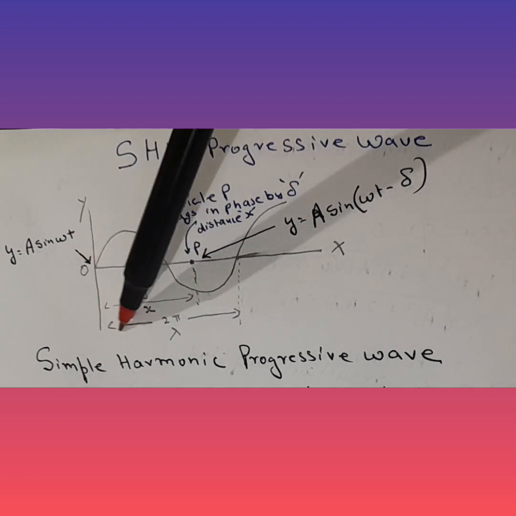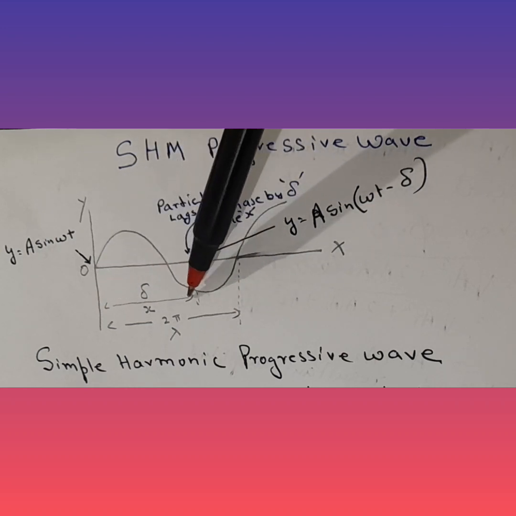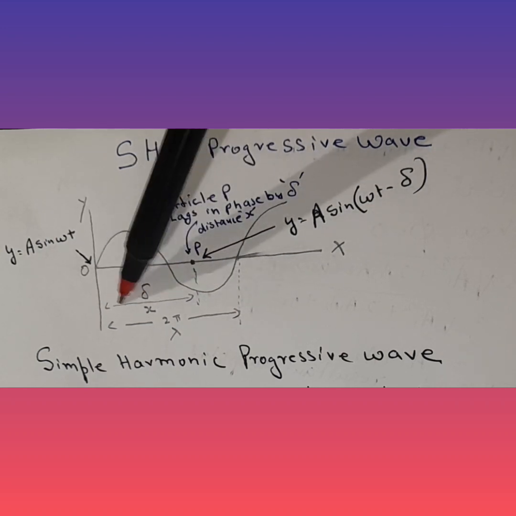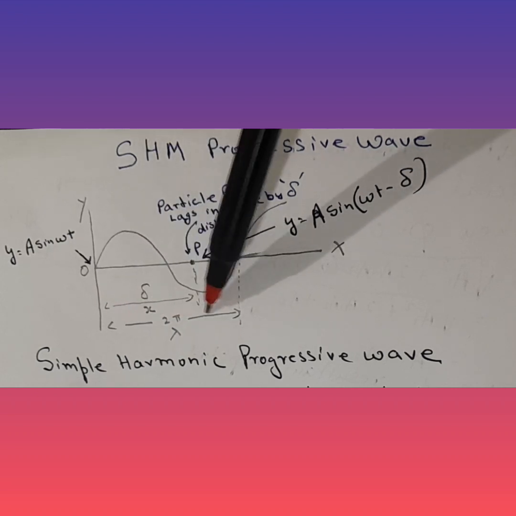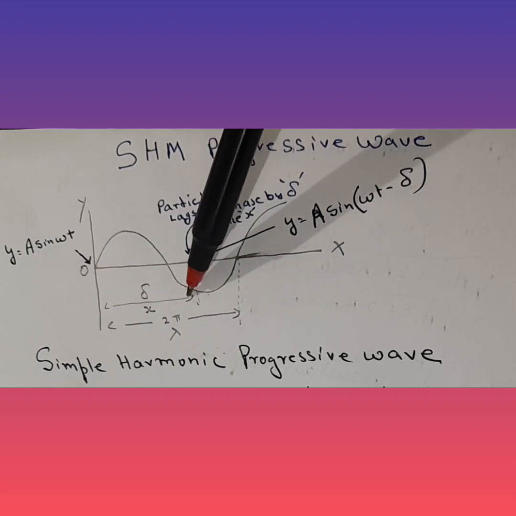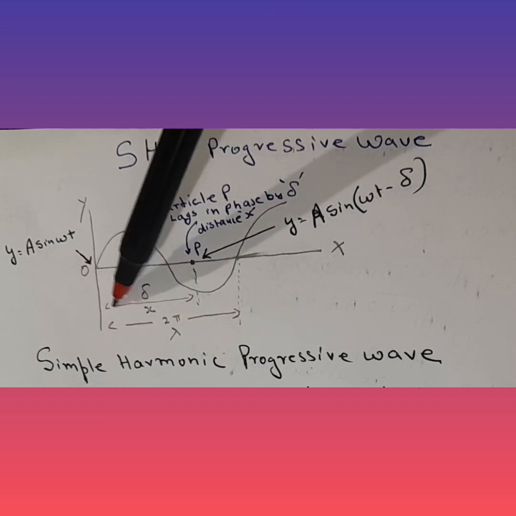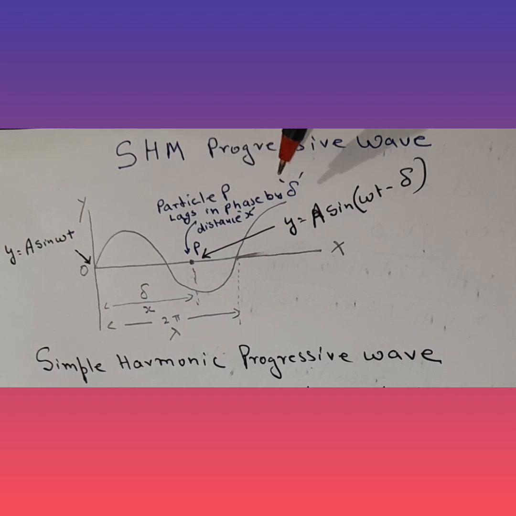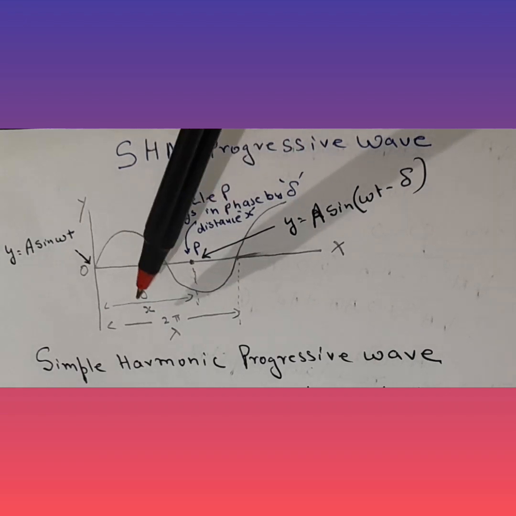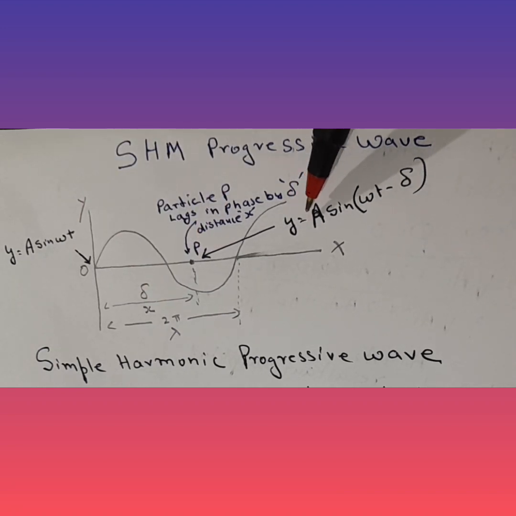By delta, we know this is lambda or 2 pi. So this is delta and x. In phase it is 2 pi, and this is delta in phase. By length it is lambda and this is x. So particle P lags in phase by delta, or by distance x. The equation for this particle would be y = A sin(omega t minus delta).